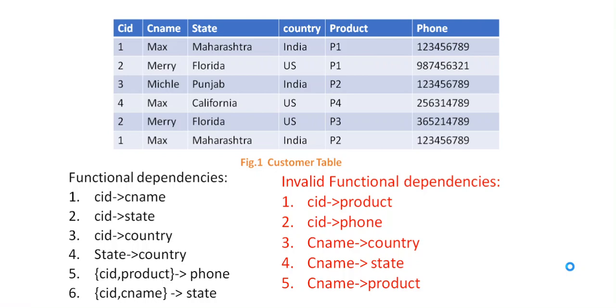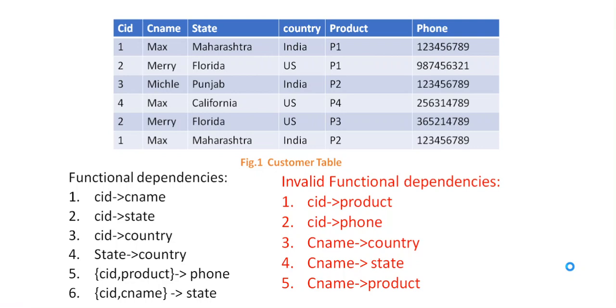The same is true for customer ID determines phone. Now see here, customer ID and phone. Customer ID 1 has one phone number. Again there is another row for customer ID 1, and the phone number is the same. So that is for the first customer ID. Now there is another customer ID 2, and the phone number is one value. Again there is another row for customer ID 2, and now the phone number is different. So we cannot say that customer ID determines phone number.